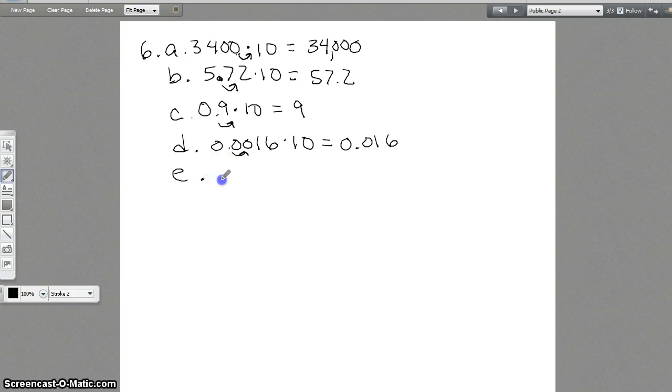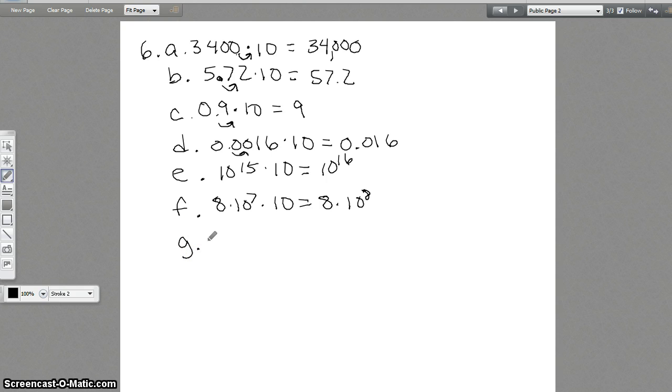Part E, 10 to the 15th times 10. Well, we did have 15 of the 10s. Now we are multiplying it by a 16th 10. So that's going to be 10 to the 16th. Okay, part F, 8 times 10 to the 7th times another 10. Well, we did have 7 of the 10s. We just multiplied by an 8th 10. So now we have 8 times 10 to the 8th.